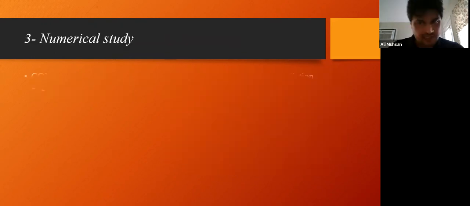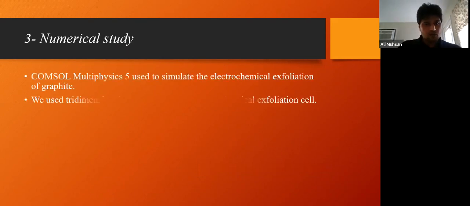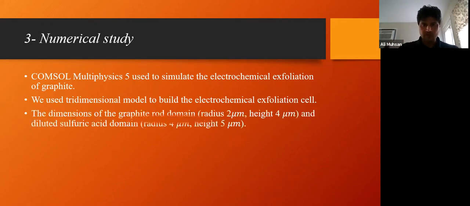A numerical study: COMSOL Multiphysics 5 was used to simulate the electrochemical exfoliation of graphite. We used a three-dimensional model to build the electrochemical exfoliation cell. The dimensions of the graphite rod domain are a 2 micron radius and a 4 micron height, and the diluted sulfuric acid domain has a 4 micron radius and a 5 micron height.